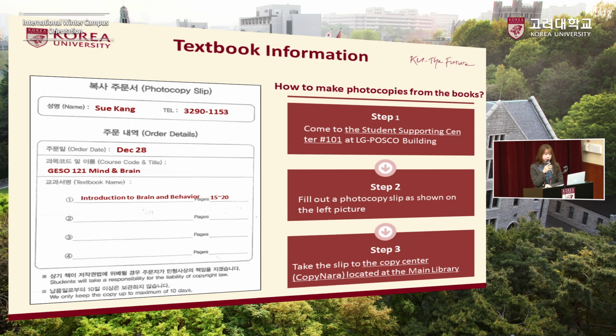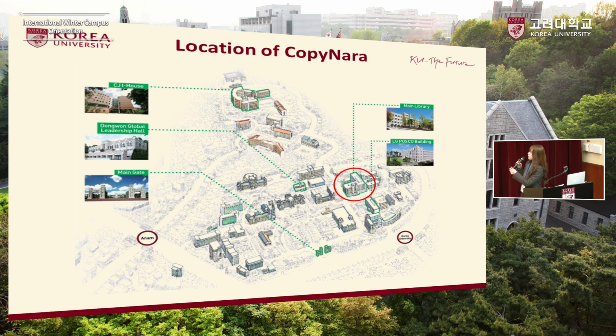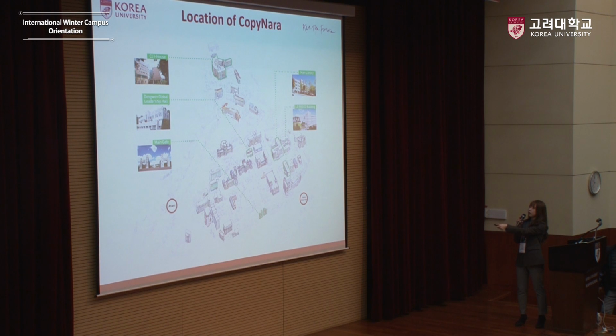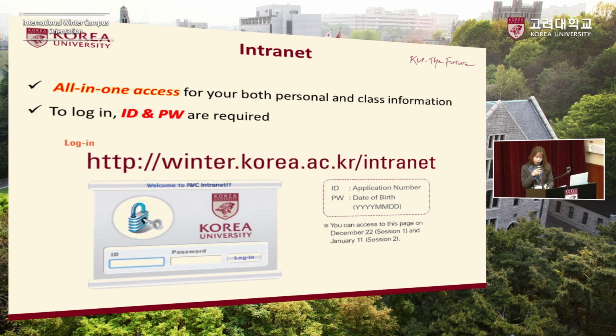Step 3, take the slip to the copy center called Copy Nara, located at the main library. Let me show you where the main library is. So this is the LG-Posco building where we are now, and right in front of this building, this is the main library. So it's very near here. Right? All right.